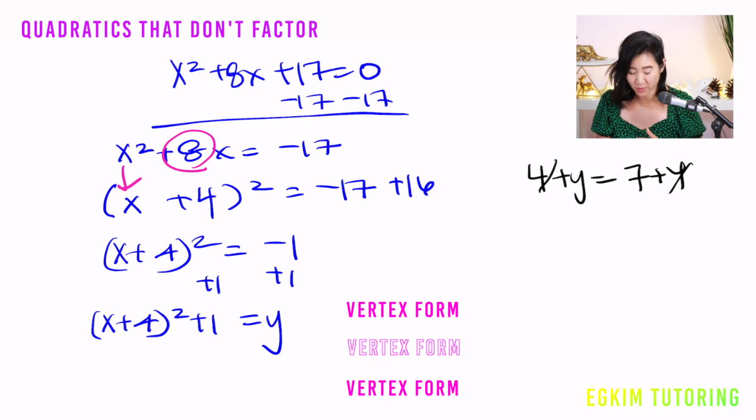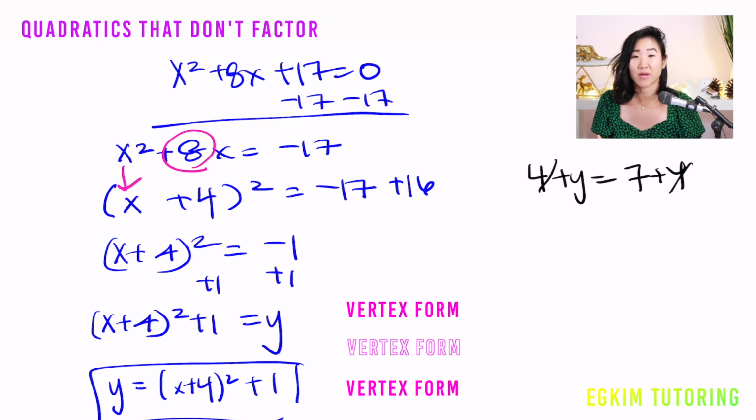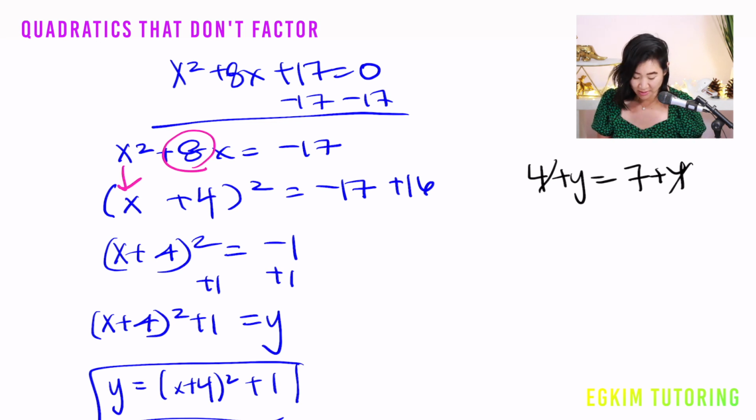I'm going to just flip the equation so it's easier to read. So we have y is equal to (x plus 4) squared plus 1. And then if you know anything about parabolas and vertex form, this basically tells you that you have a horizontal shift to the left by 4 units and then a vertical shift up by 1 unit.